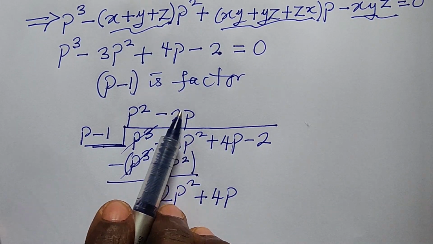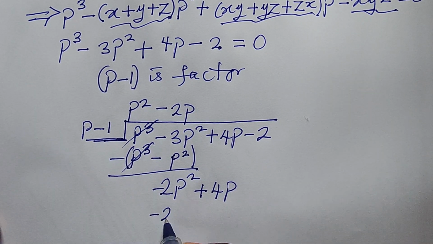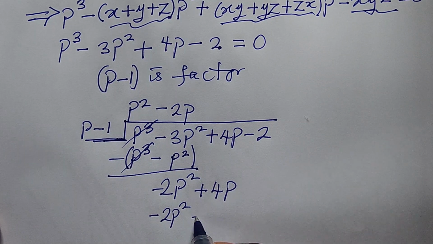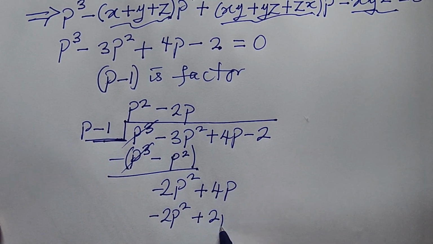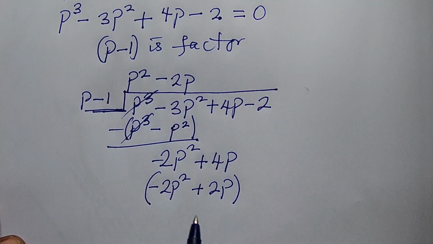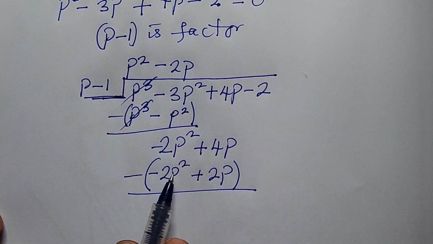So we use this minus 2P to multiply this. So this will give us minus 2P squared. Then this time this will give us plus 2P. So plus 2P. Again, we close our bracket and we do our subtraction. Right? Good. Let's introduce our minus. So here gives us plus.